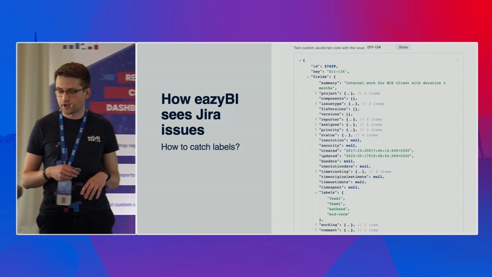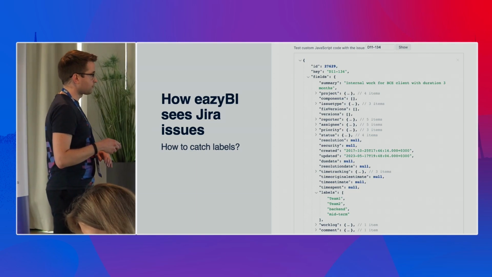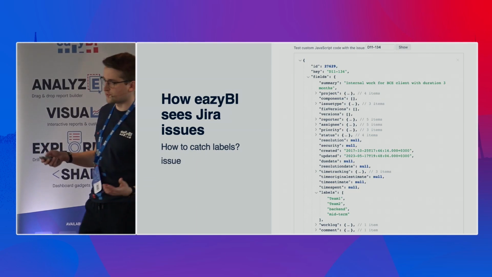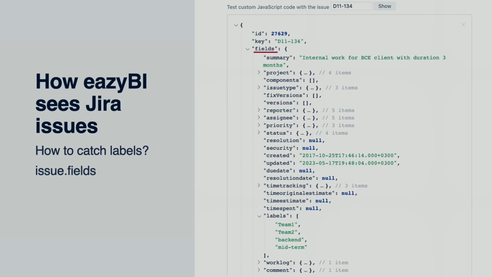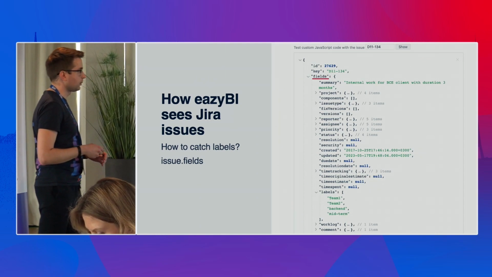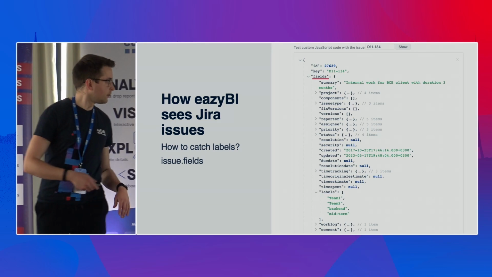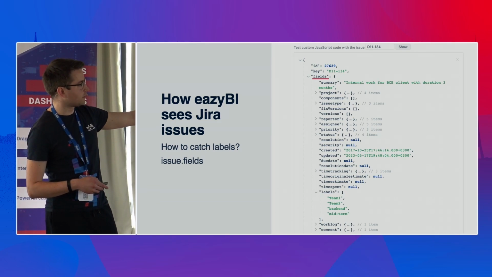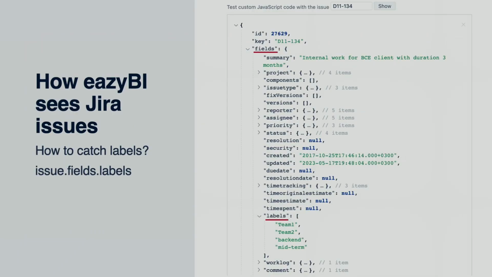So, how can we catch the labels? To catch the labels, we should first reference the issue itself. So we tell in the JavaScript language, okay, we'll take the issue, then we'll go down to the fields section, because all of the fields that we're interested in are in the fields section. You do it with issue.fields, and then .labels. When you use this code in JavaScript, it will return the array with the values in the labels section.